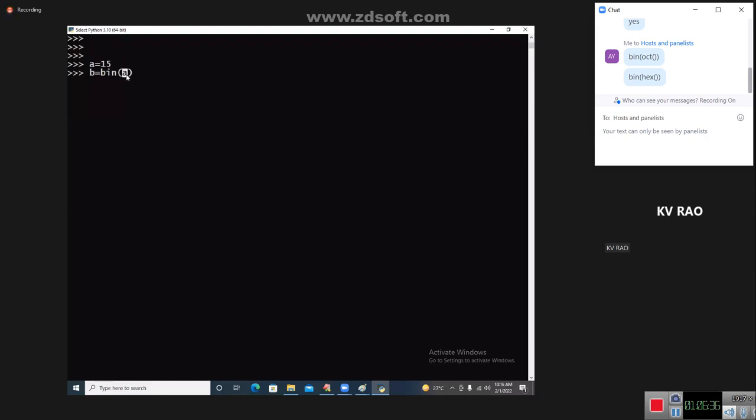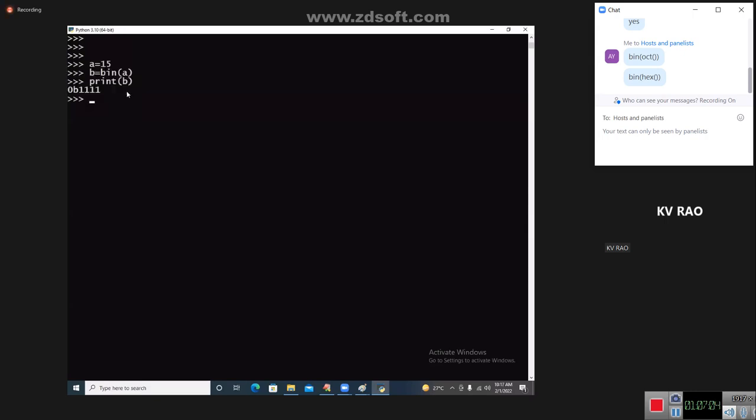Convert this A value, that is 15, into binary. You can take your own variable name, anything you like. Happily converted. Print of B. What is it? 0B1111. I already told you the conversions, students. Don't get confused. 1111 is the binary of this 15.